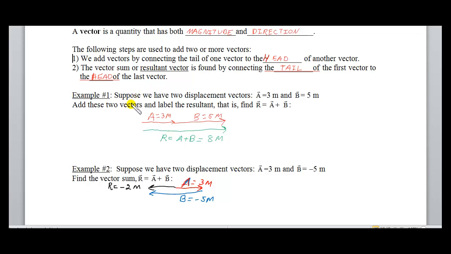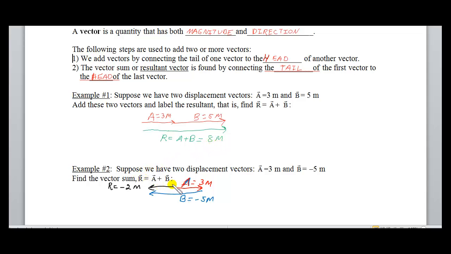And here's an example. Suppose we add these two vectors, vector A. So here's vector A right here. We're connecting the tail of vector B to the head of vector A, like so. To get the resultant, we go back to the tail of my first vector, vector A, and connect it to the head of my last vector, vector B, and as we can see, the resultant is 8 meters.